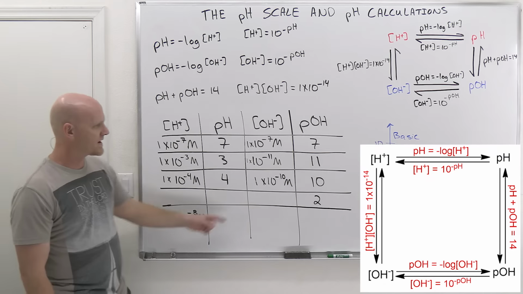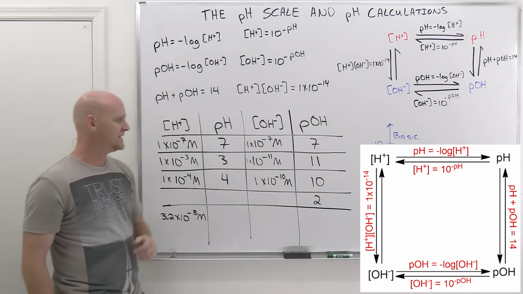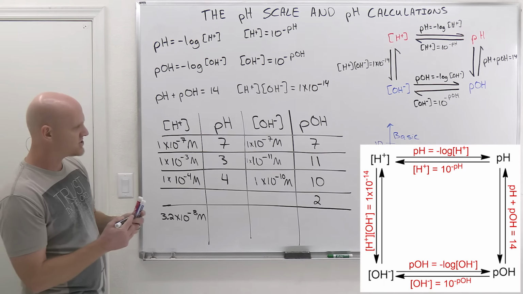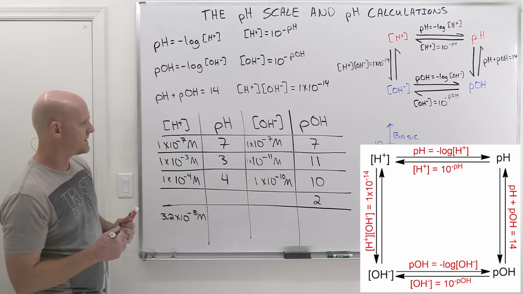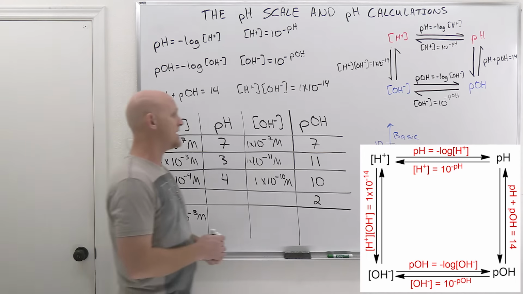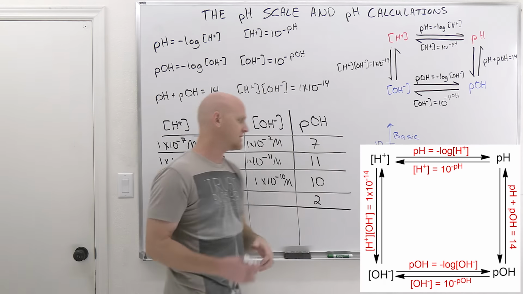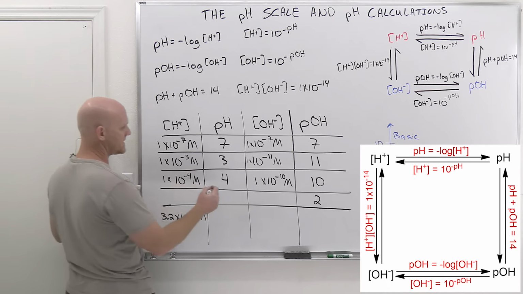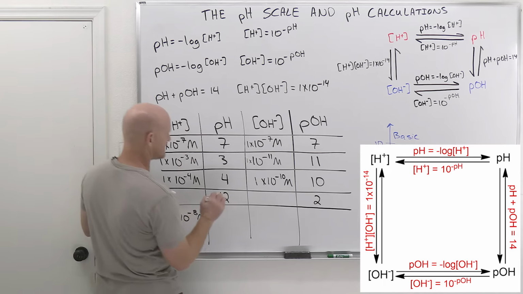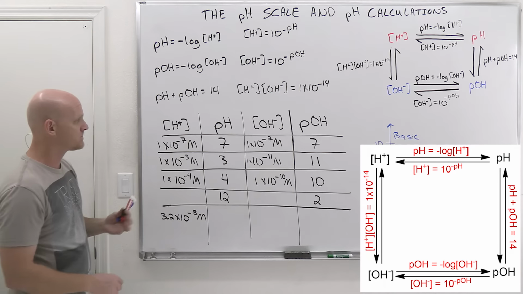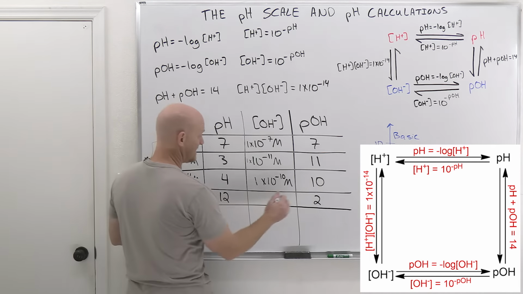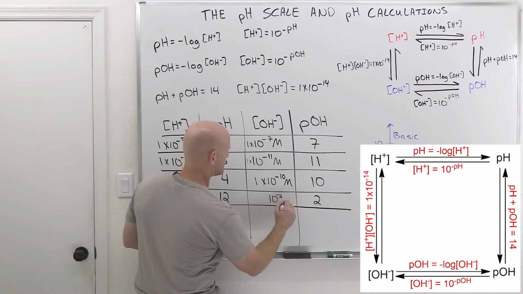All right, next one, we've got a pOH of 2. In this case, with a pOH of 2, a couple places we can go. With the pOH, we can get the pH pretty easily. We can get the hydroxide fairly easily as well. So I'm going to get that pH first, and the pH here is going to be 12, since that's what I have to add to 2 to get 14. And then the OH is just going to be 10 to the negative 2 molar.